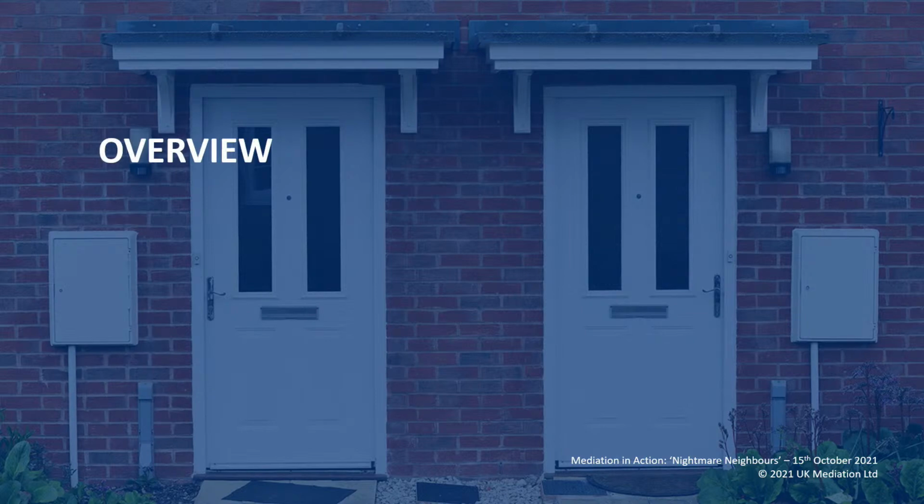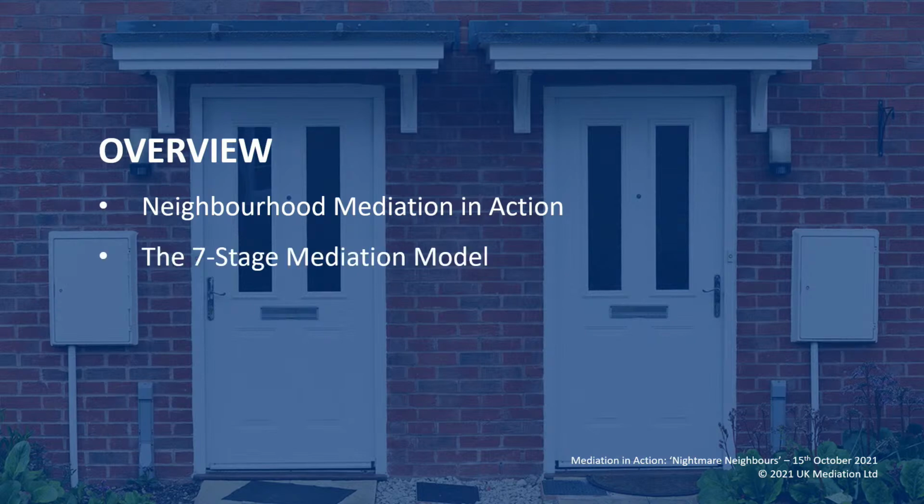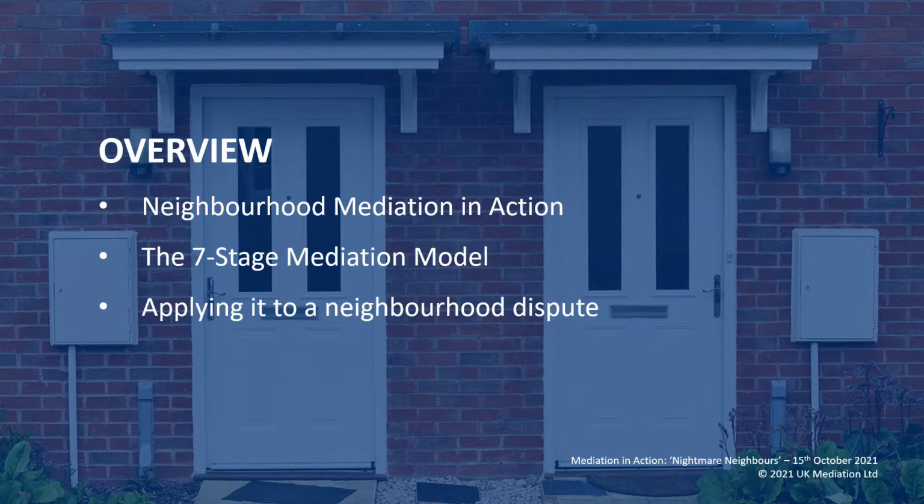So the overview of today, we're going to be using a lot of video clips, and we have neighbourhood mediation in action, taking you from a dramatic portrayal of the conflict between two neighbours and what goes on there into the 7-stage mediation model. So looking at the various steps and stages from speaking to the people separately to getting them together for a joint mediation session, all the way through to reaching an agreement between them and what the mediator does all along the way. So we're looking at that model applied to a neighbourhood dispute.